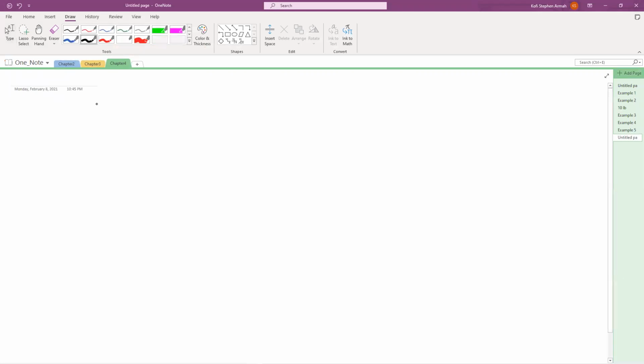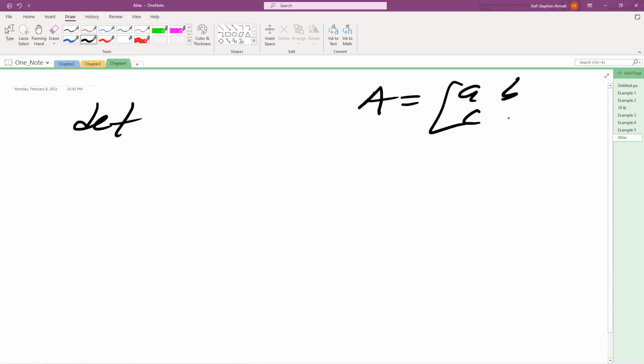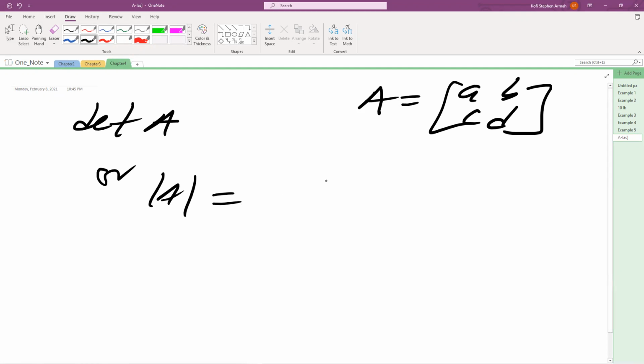If you are finding the determinant of, assume matrix A is A, B, C, D, then as you know this is 2 by 2. A 2 by 2 is very straightforward. You multiply A times D, then minus B times C. That one is very straightforward because it's 2 by 2.